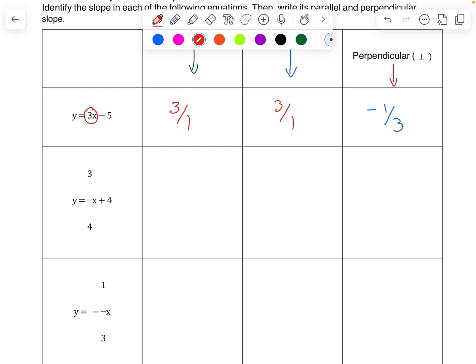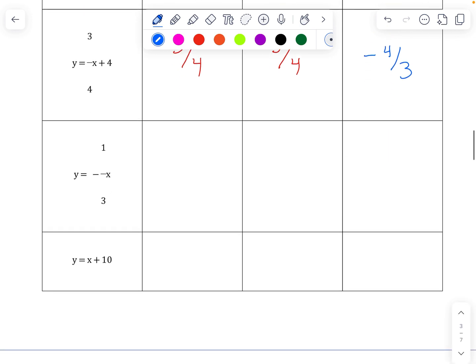Okay, next one. My current slope is 3 over 4. A parallel slope to that, the exact same, 3 over 4. A perpendicular slope needs to be the opposite. Well, my current slope is a positive, so this needs to be a negative. And the reciprocal, flip it, 4 over 3. So if you had a slope of 3 over 4 for one line and a slope of negative 4 over 3 for another line, they would be perpendicular to each other.